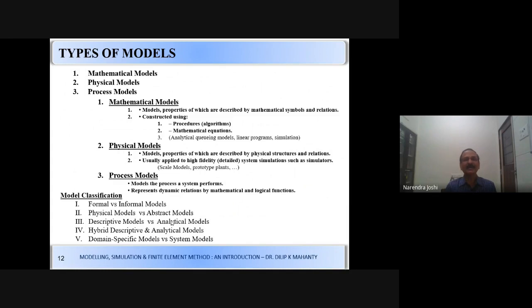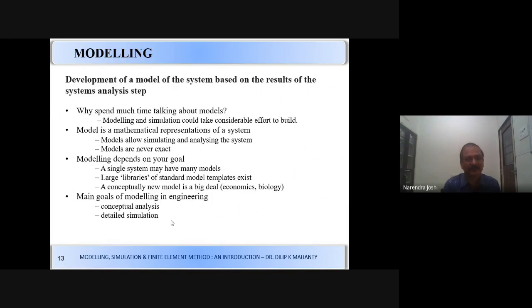Different model classifications are there, like formal versus informal, physical versus abstract, descriptive versus analytical, hybrid descriptive and analytical models, domain-specific models versus system models. Different details are there, but we will not touch on them at this point of time.